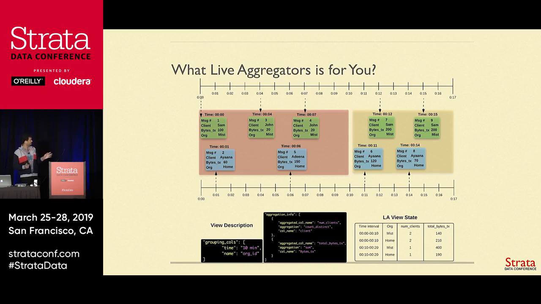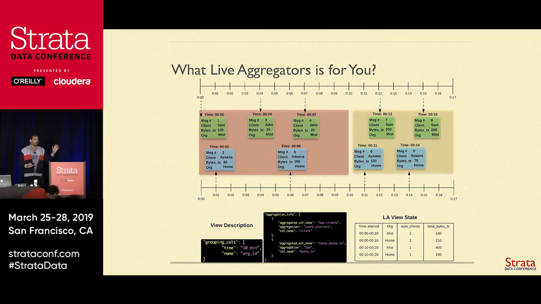So let's understand what it does. Here you are seeing a total of 9 different messages coming in for a period of 17 minutes. And you can see each message contains a message ID, or you can call it offset, client name, bytes transferred, and which organization that client belongs to.